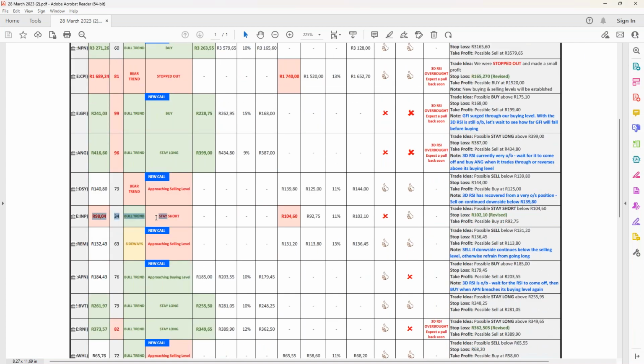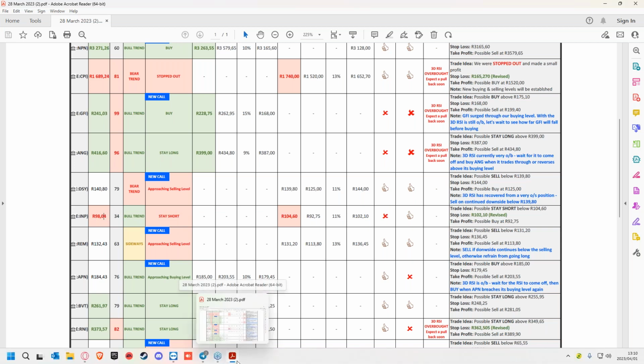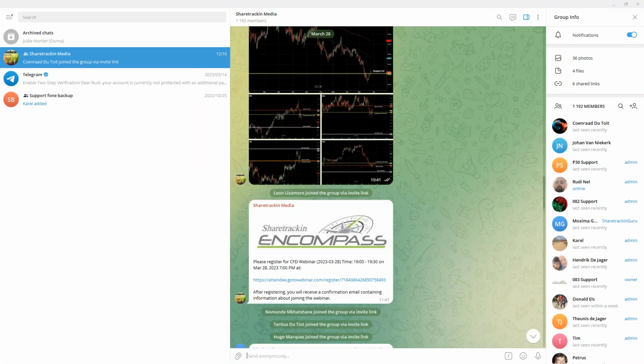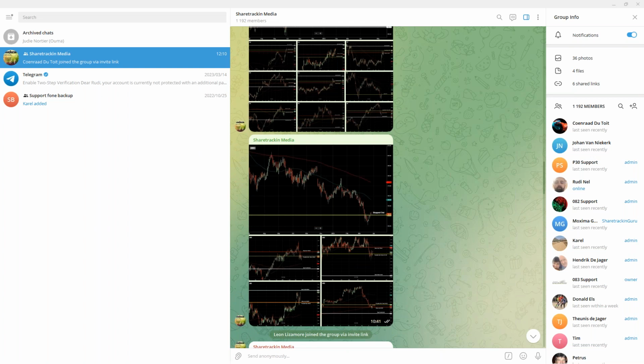So IMP, this one says bull trend. So the overall trend is bullish trend, but it says stay short. That basically was the price at that stage. So if I go back and I go to the charting for that week, that would be the ones down here.